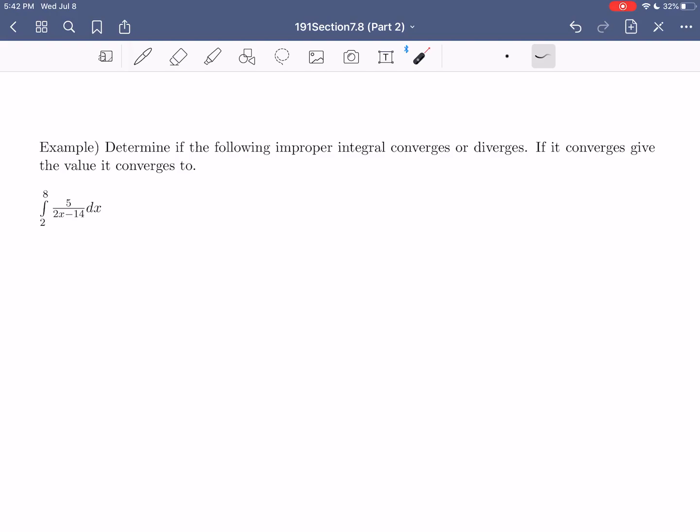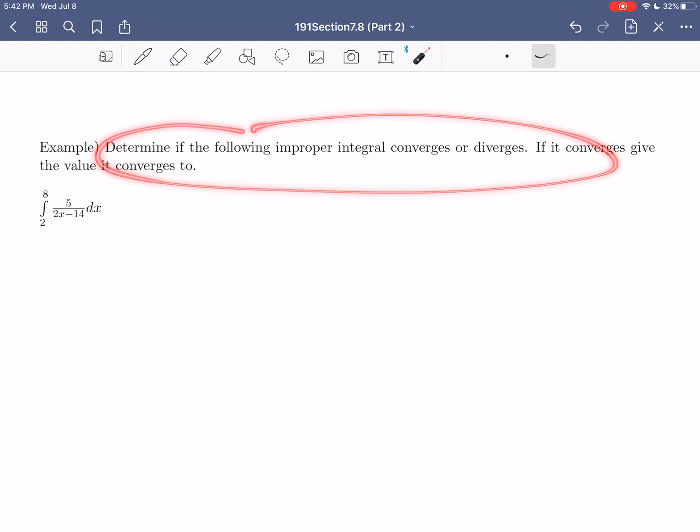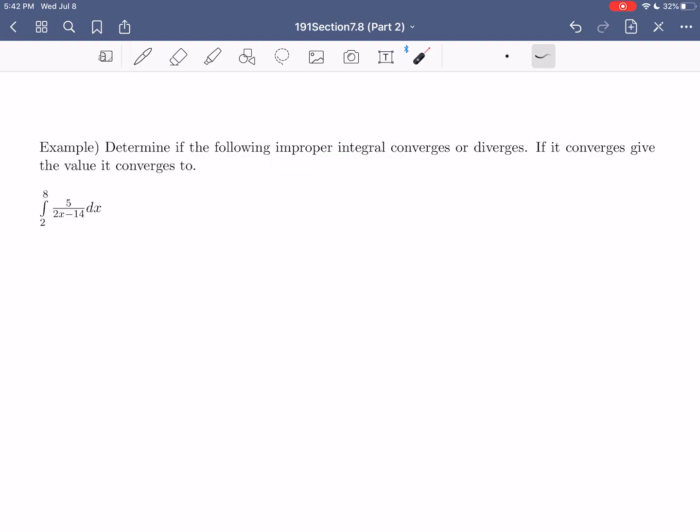The reason is you have to recognize that the problem is giving you a hint. It's saying that it's an improper integral, so there is some issue with this. The problem is that the issue is not at the two ends, it's actually in between. The issue is when 2x minus 14 is equal to 0, which happens when 2x equals 14, which happens when x is 7. So we're going to have to split this up as two pieces.